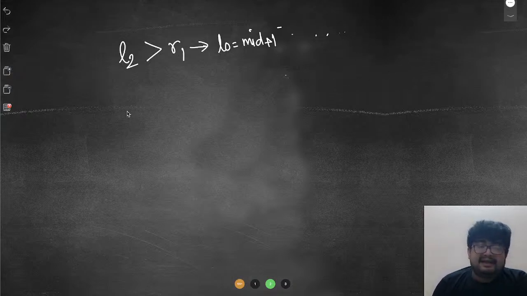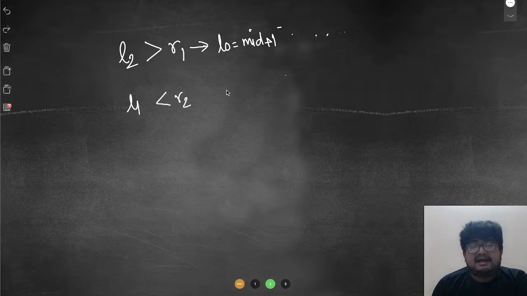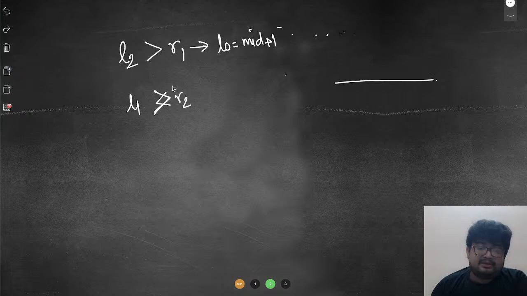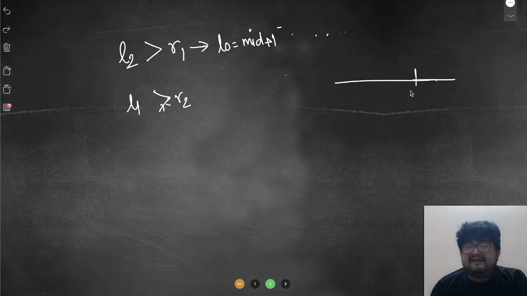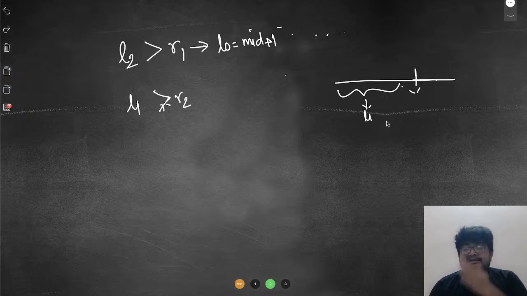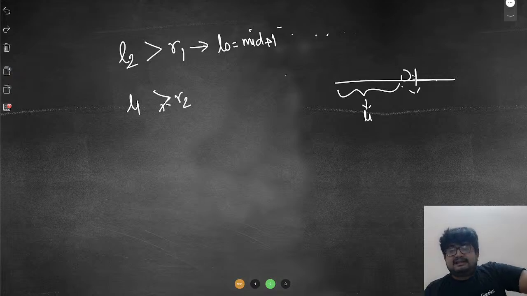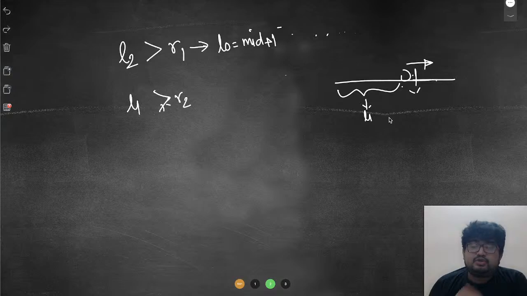Similarly, when L1 is greater than R2, sorry, my bad, not less than, greater than. If it is greater than R2, that means we have placed some partition, right? And the number of elements we have taken here, actually the last element is L1. L1 should definitely go on the right hand side. It should not be on the left hand side.